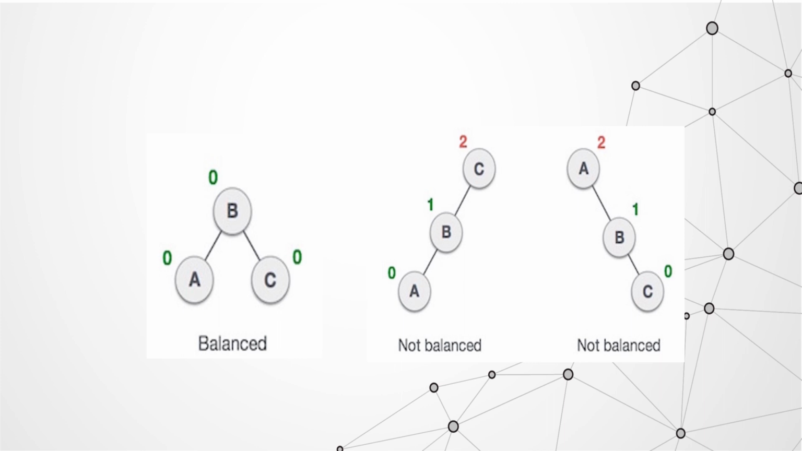Again, in the third graph, you can see the balancing factor of C is satisfying, B is also satisfying, but A is not satisfying, as it exceeds the range of minus 1, 0 and plus 1. The balancing factor of A is 2, so it does not satisfy the property of an AVL tree, which means the tree is not balanced. So, to convert this unbalanced tree to a balanced tree, we have to do the following operation.